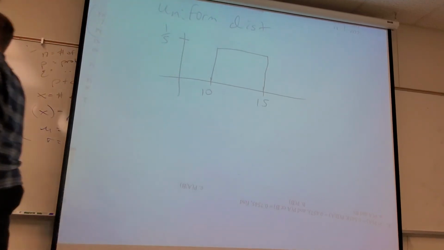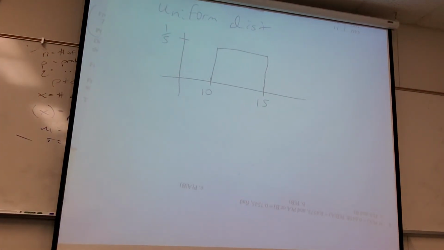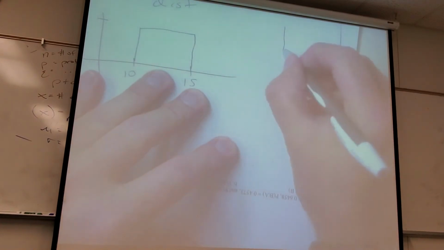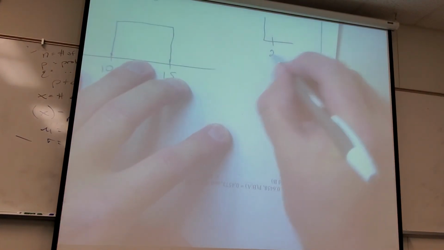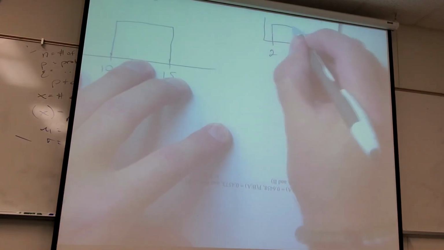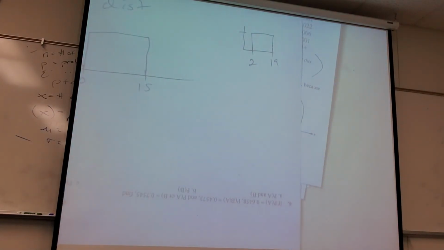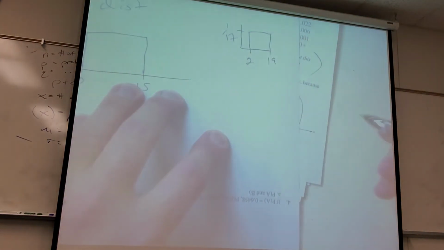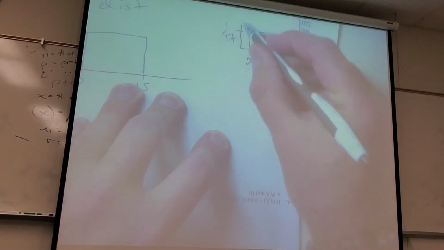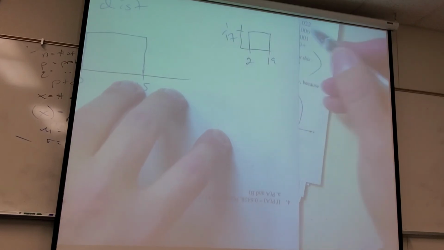So let's do a couple quick fire ones. What if it was from 2 to 19? Don't say anything out loud. Take a minute. All right, what would the height be? 1 over 17. Right? The width is 17, so the height must be 1 over 17 to make the whole area 1.